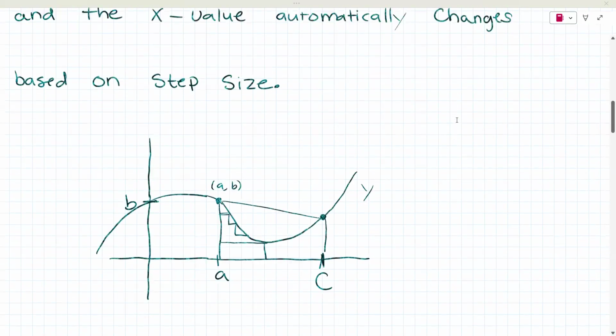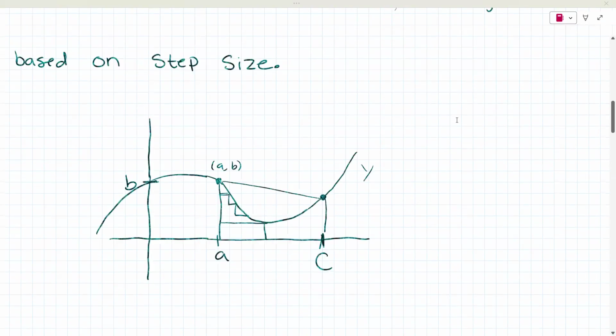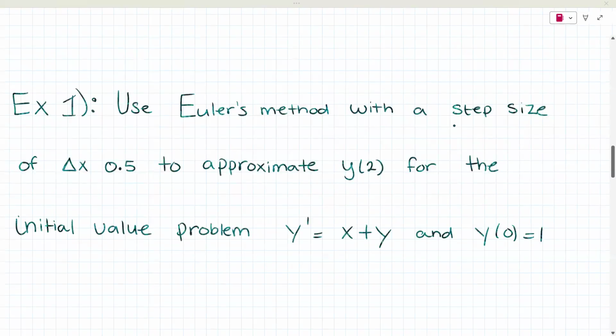So here's a graph, and then here are the steps. So this would be delta x or delta h. Let's just do an example to make better sense. So let's start with example one.